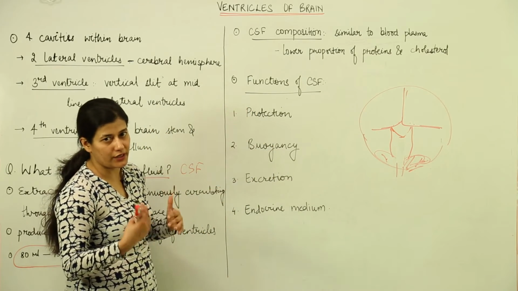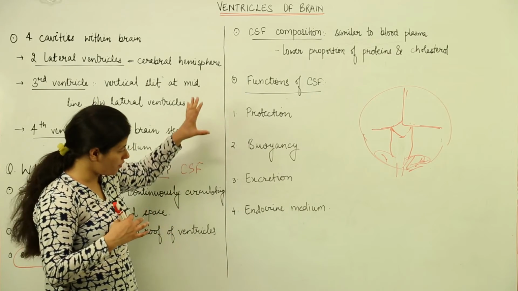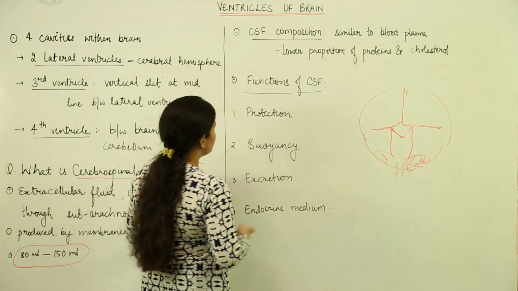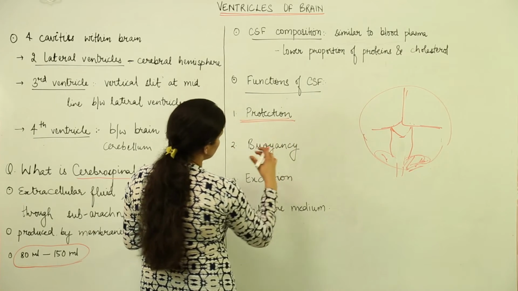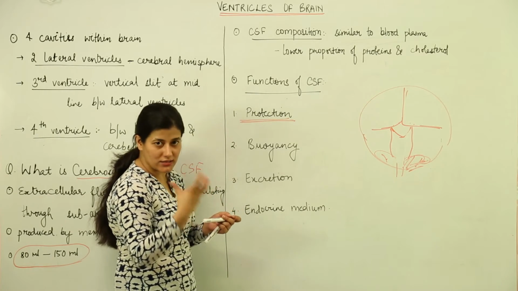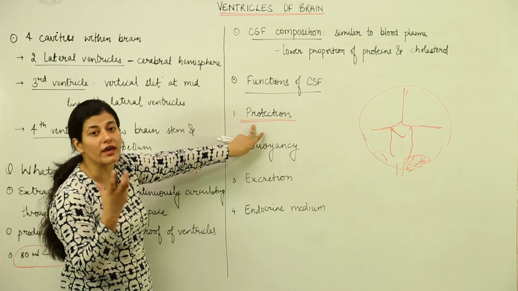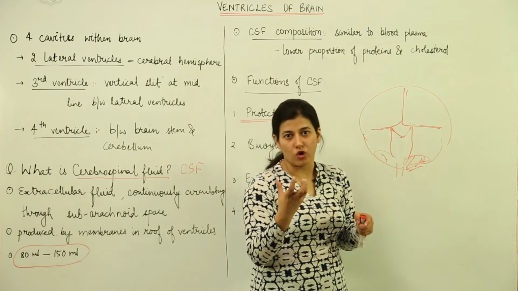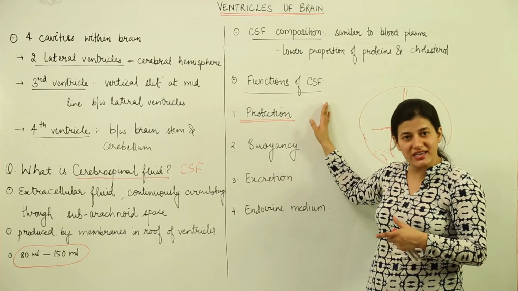Why do we have this fluid that is continuously circulating in our central nervous system? There are 4 major functions which are enlisted over here. One by one we are going to understand what that is. First function is providing protection. Now, how does this cerebrospinal fluid provide protection to the brain and the spinal cord? It is providing protection because it is a shock absorber. Whenever there is a fluid which is present, it acts as a shock absorber. So, the delicate parts of the central nervous system are protected by this CSF.